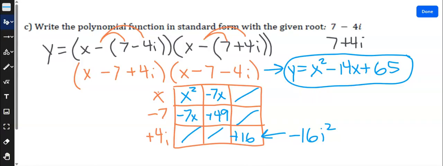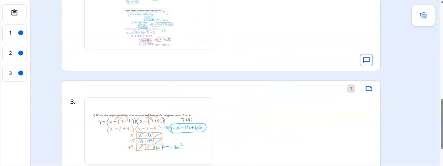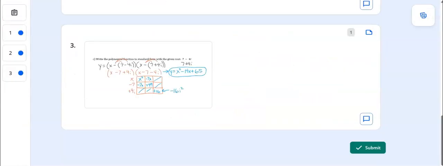Just a lot of practice with FOIL. Okay, that's it for that set of notes.